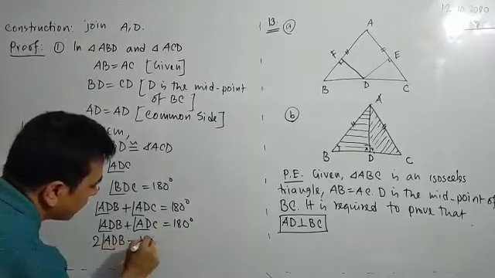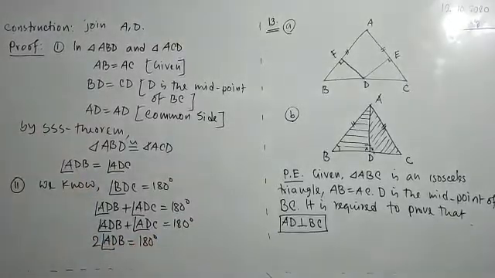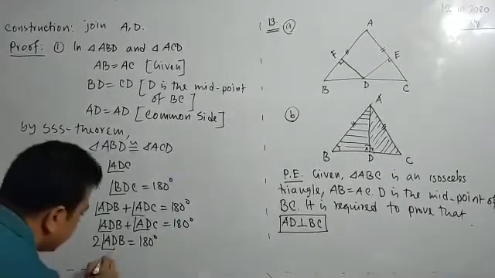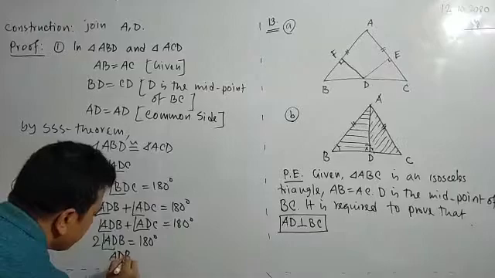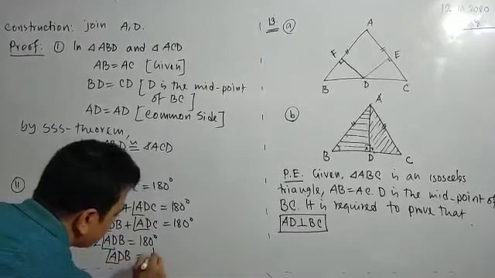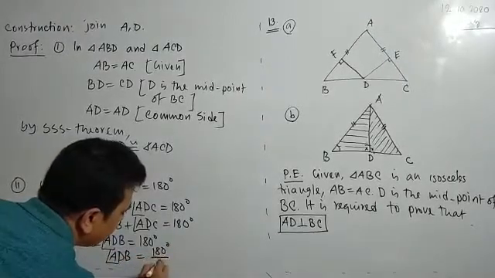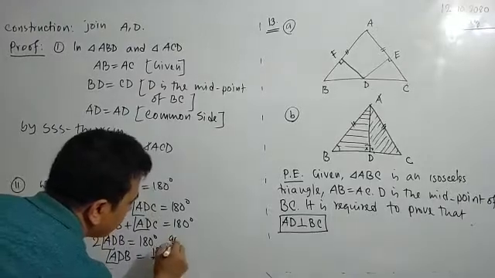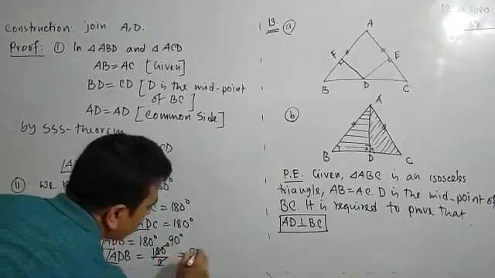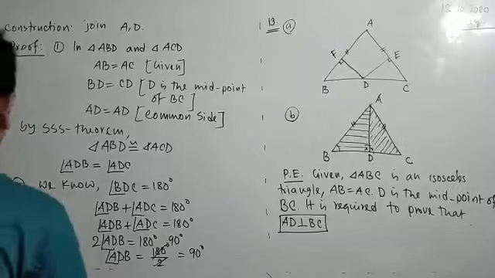Okay, so 2 ADB equals 180 degree. So we can write ADB equals 180 degree divided by 2 equals 90 degree. Okay.